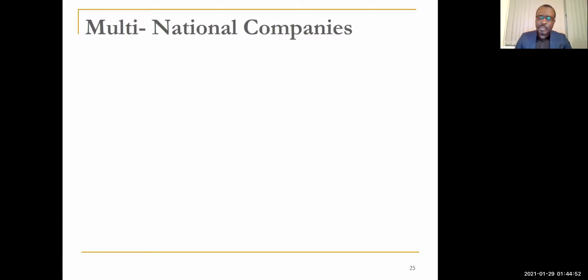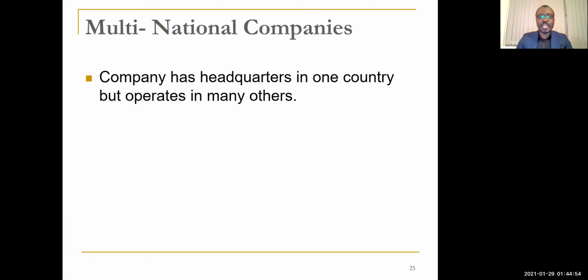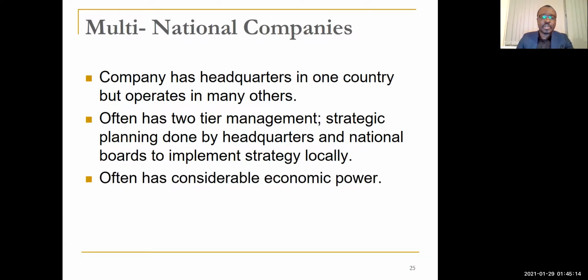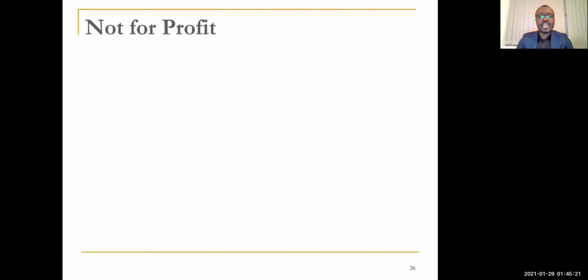Again, we also have another type of organization called the multinational companies. They are normally having their headquarters in one country, but they operate in many other countries. They often have two-tier management, the strategic and then the operational. So the strategic, normally based at the head office, they put in the structures, the hierarchy, the plans, and then at the operational level, they implement it locally. So they normally have considerable economic power. Talk of BP, okay?